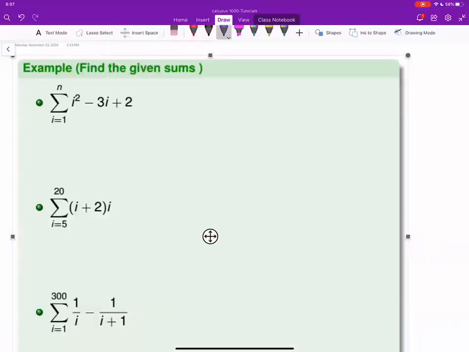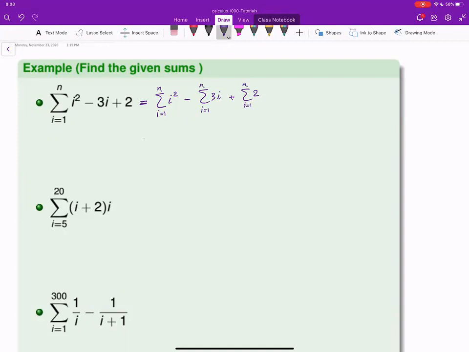Okay, so I have the sum of i squared minus 3i plus 2, with i going from 1 to n. I don't have a formula for this whole thing, but we know the properties of sigma, or summation, tell me that I can separate each term. If there are sums of different things, I can separate them. So I can write the sum of i squared minus the sum of 3i plus the sum of 2, with i going from 1 to n in each.